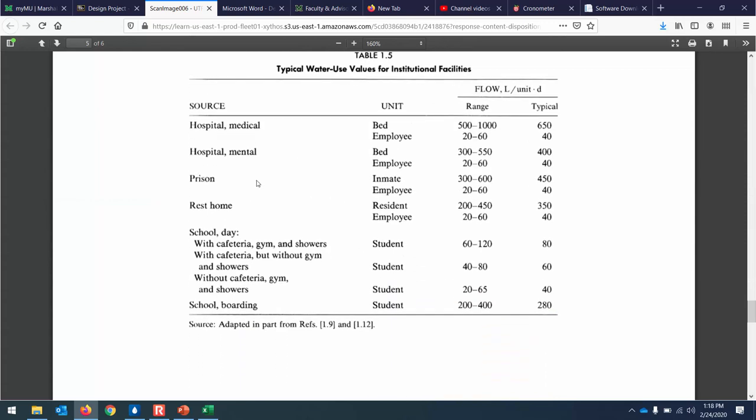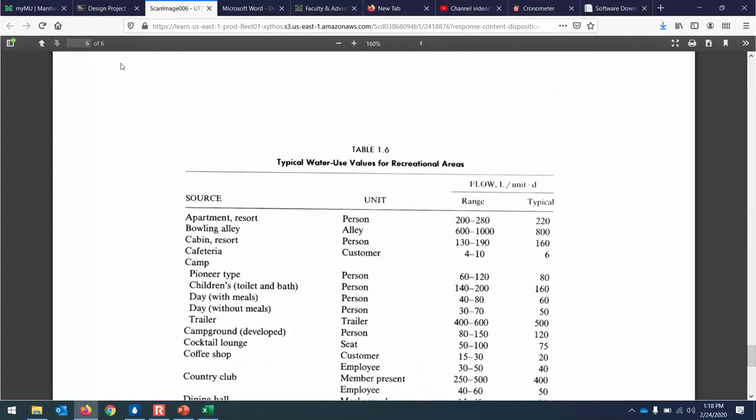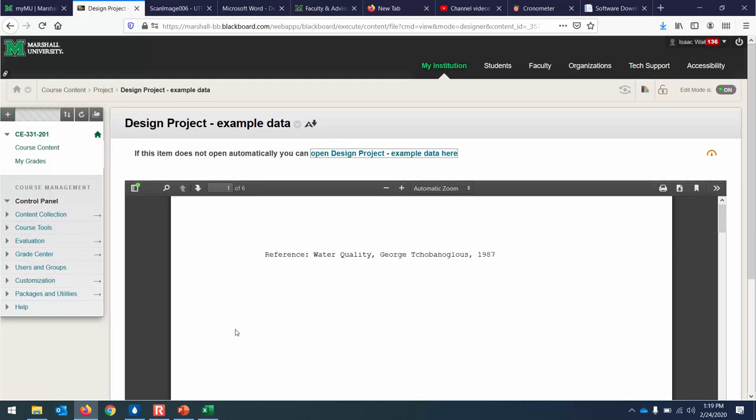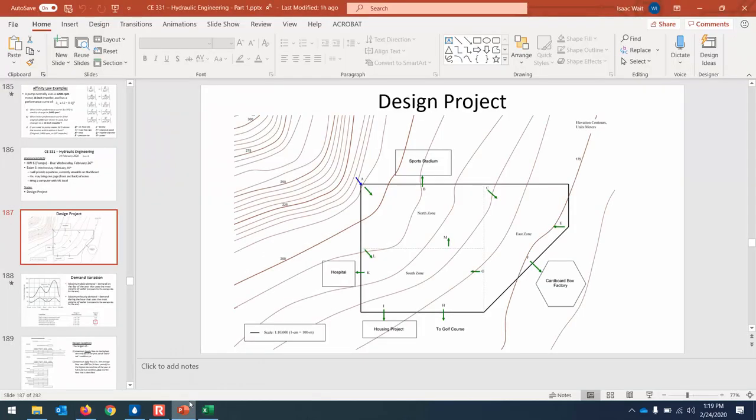Hospitals, prisons, rest homes. So that's just an example of how you can develop demand from other data like the size of a factory or the number of guests in a hotel or the number of beds in a hospital. It's data like this, and you're welcome to use this data, but I hope that you'll also do some additional research. Does that answer your question, Jeffrey? I think so. Okay. Are there any other questions at this point?